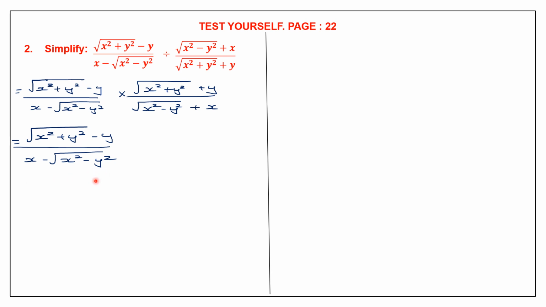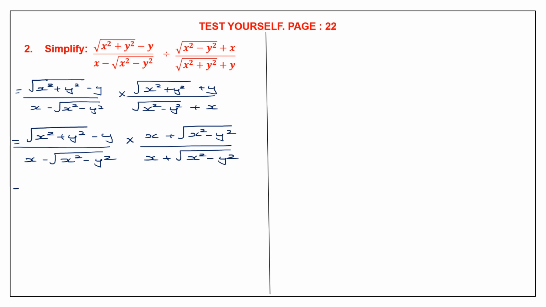To rationalize this, we have to multiply the numerator and the denominator by the conjugate of the denominator. That is, change this sign here, change the operation, x plus. So let's multiply, that is x plus the root of x square minus y square, by x plus the root of x square minus y square. So now let's work this out.